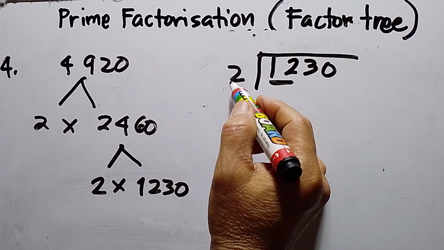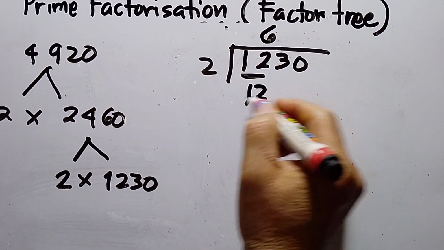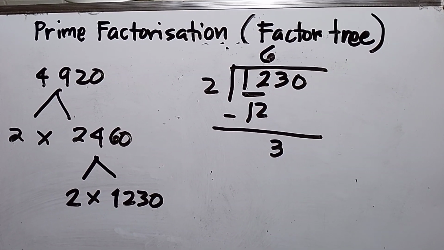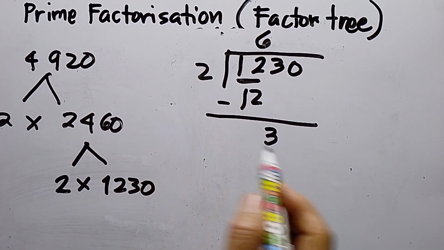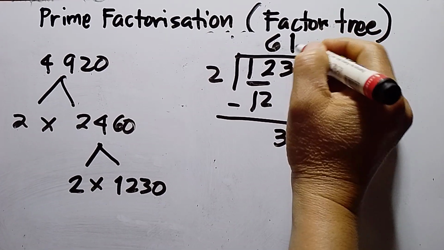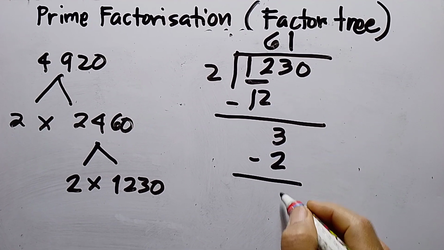So how many 2 do I have in 12? So this will be 6. 6 times 2 is 12. So 12, take away 12, that will be 0. Bring down 3. Since 3 is an odd number while my divisor is even, I just estimate how many 2 do I have in 3. So this will be 1. 1 times 2, that will be 2. 3 take away 2, that will be 1.